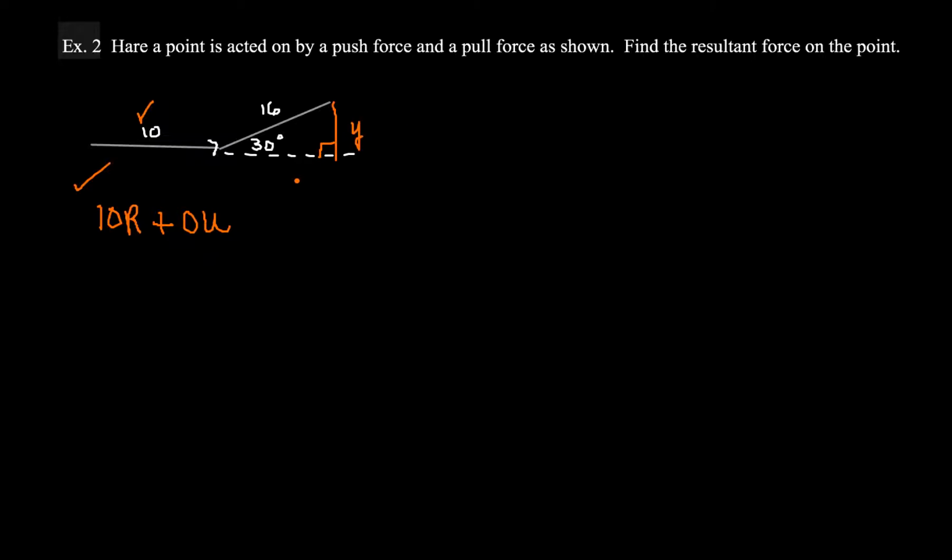So this is y, this is x, and we do the same thing. Then we'll be adding our left and rights together once again. So this one, our y is going to be 16 sine of 30 degrees, and x equals 16 cosine of 30 degrees.